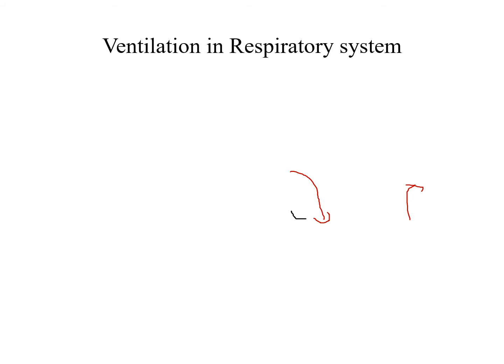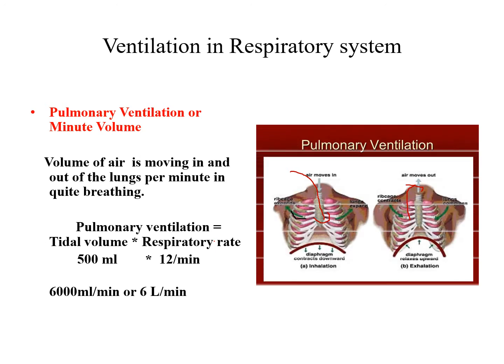There are two types of ventilation in the respiratory system: pulmonary ventilation and alveolar ventilation. Pulmonary ventilation is otherwise called minute volume. It means the ventilation takes place in the lungs, that is, the volume of air moving in and out of the lungs per minute in quiet breathing.